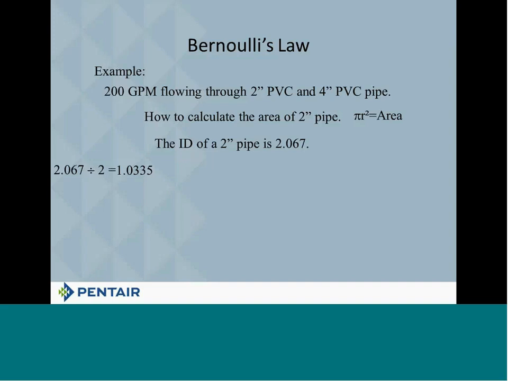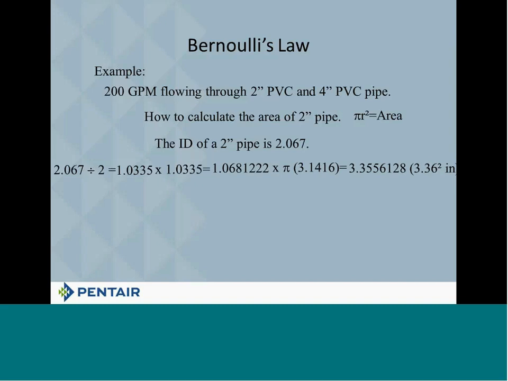Remember it says pi r squared, so we're going to square that number. We take 1.0335 times 1.0335, and we come up with 1.06812222. All right? Now what we do is we multiply that by pi. Pi is 3.1416, and of course now we get the area of the 2-inch pipe, and it comes up to 3.3556128, which will round off to 3.3 square inches.